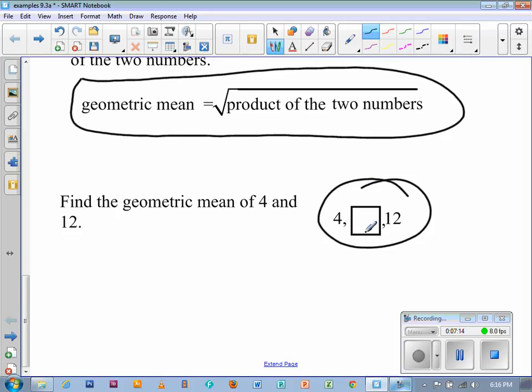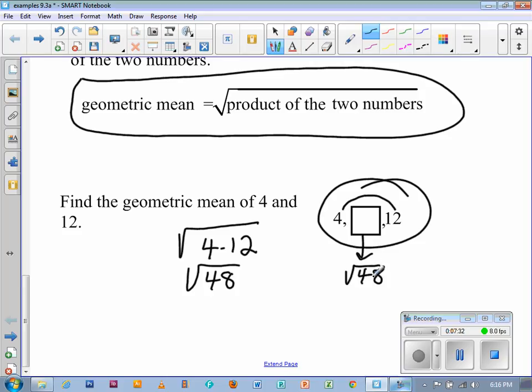You take the product of the 2 numbers, 4 and 12, you multiply them together, and then square root that result. 4 times 12 is 48. Square root that result, and you end up with the value that's between. That's the geometric mean of 4 and 12. We can simplify this down to the square root of 16 times 3, which becomes 4 root 3. So 4 root 3 is my geometric mean.